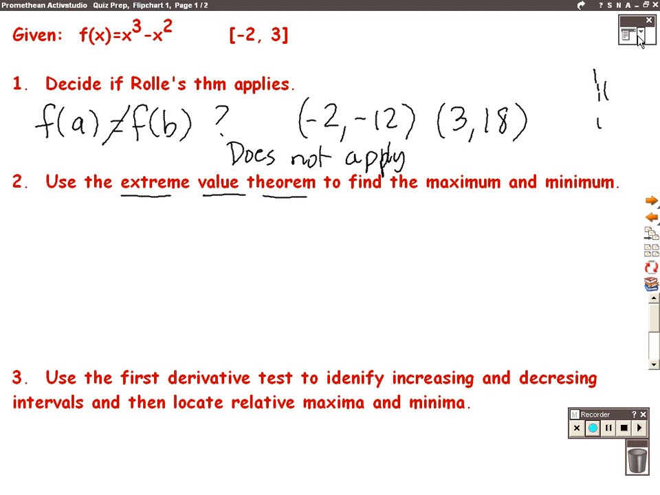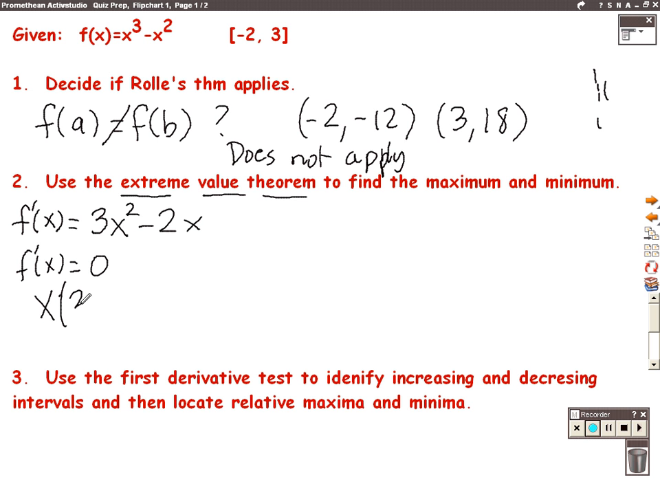So to apply the extreme value theorem, we first of all have to find the derivative and set it equal to 0 in order to get all of the critical numbers. The derivative of this function is 3x squared minus 2x, and if we set that equal to 0 and solve it, we're going to factor out an x, and we'll get x times (3x minus 2) equal to 0. So your critical numbers are x equal to 0 and x equal to 2/3, and we will use those critical numbers again in just a few minutes.